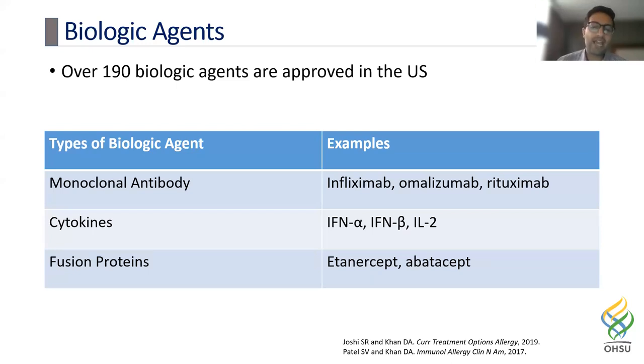There are three main categories of biologics here. There's monoclonal antibodies, which are the ones that we use very frequently. Cytokines like interferon alpha, beta, IL-2, and then fusion proteins, which are slightly similar to the monoclonal antibodies, but the variable region of the antibody is really bound to a protein instead of the constant region.